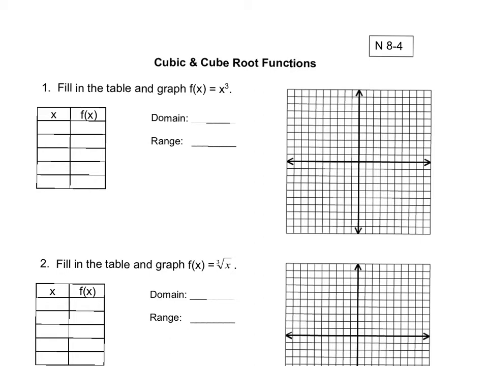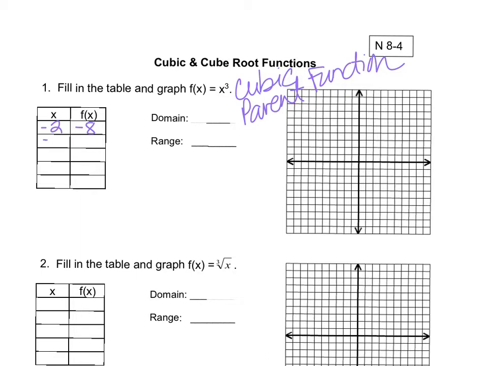X cubed is the cubic parent function. We have looked at cubic graphs before when we were looking at inverse graphs. So let's think about the smallest number we could plug in for x, cube it, so raise it to the third power, and it gives us a number that's going to be on our coordinate plane. So the smallest number would be -2. If I plug that in, -2 cubed would equal -8.